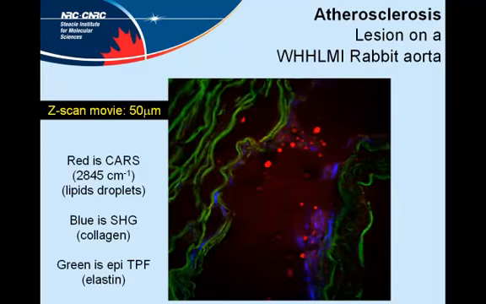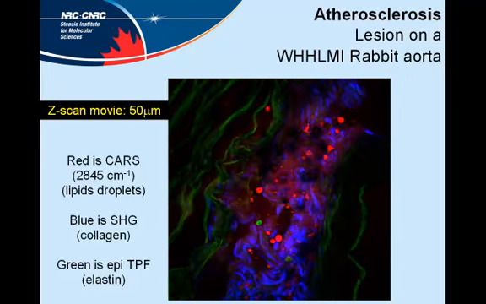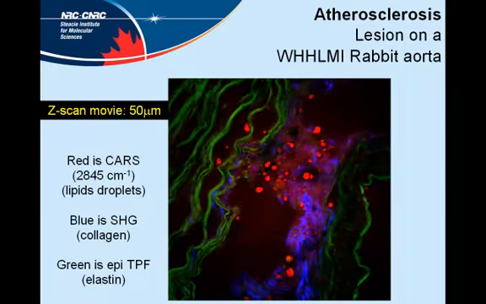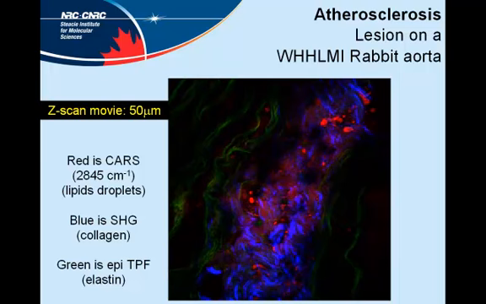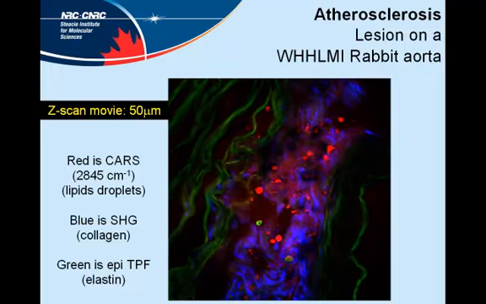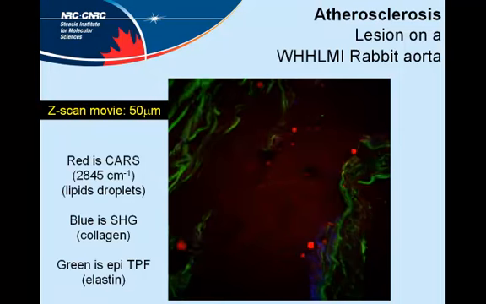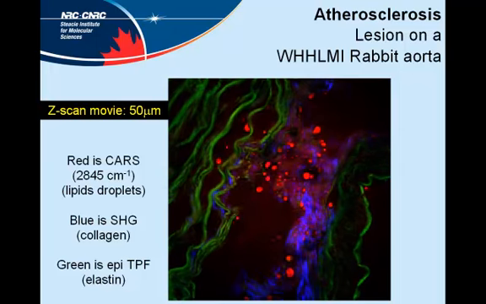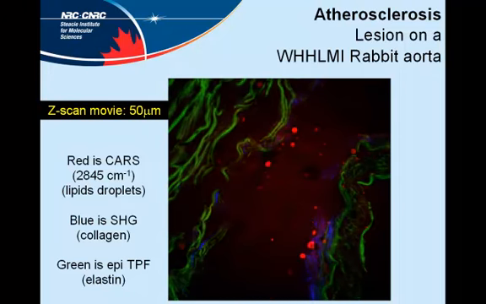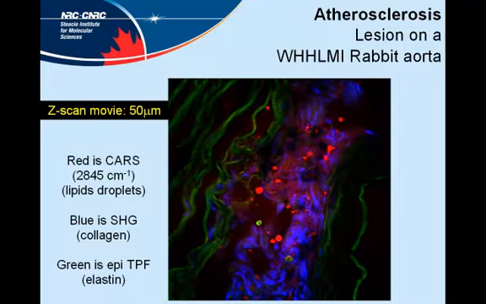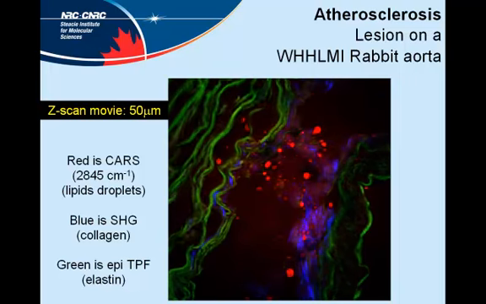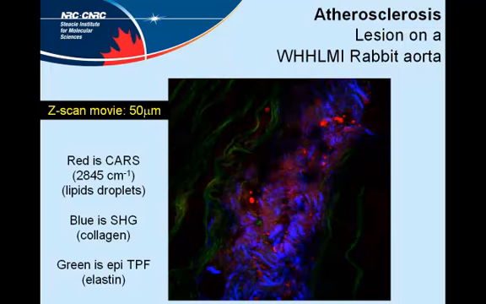Okay, so these are some snapshots of different things that we can do. I'm not a biologist, but this is a couple of the collaborations that we've had, and this is an atherosclerotic rabbit aorta. And what you see is a depth scan, so we're scanning through the sample about 50 microns deep. And what you see is CARS, which is red, which is the lipid droplets. Blue is the collagen, second harmonic. And green is the elastin, which is two-photon fluorescence. And this is sort of 2 frame per second imaging. And so we can very nicely resolve these things. And our collaborators are quite happy, it seems, with this kind of imaging.